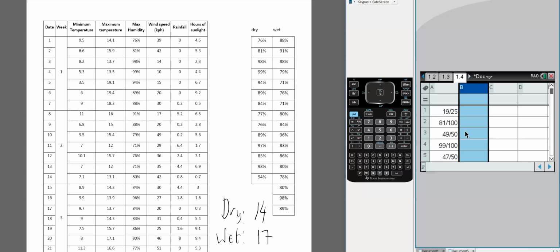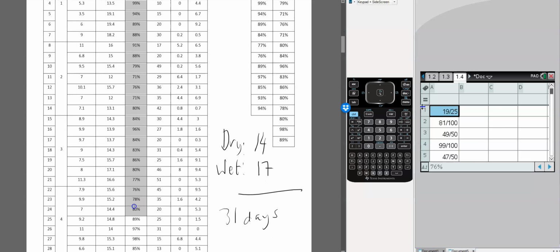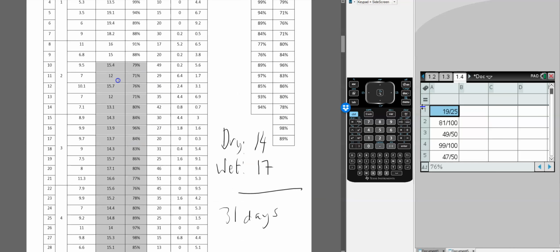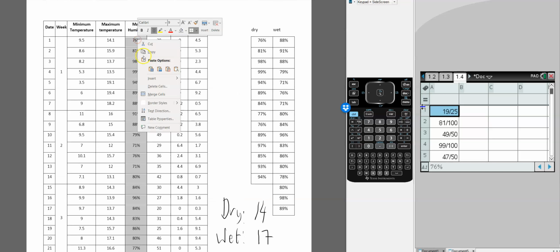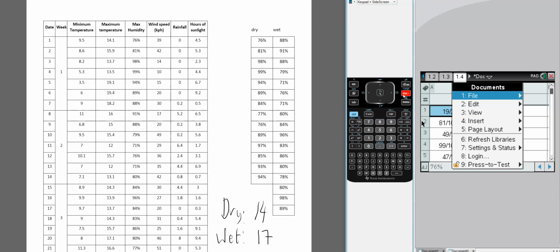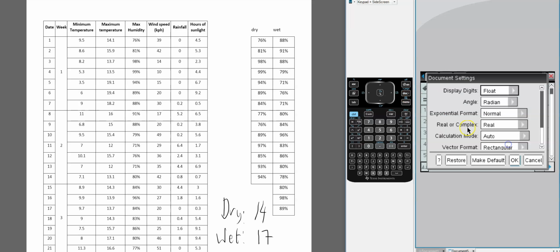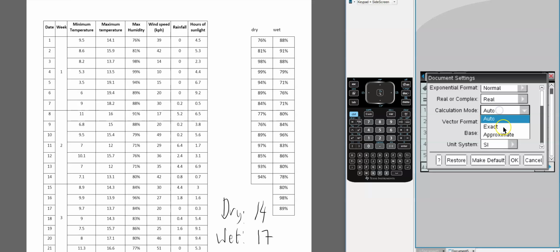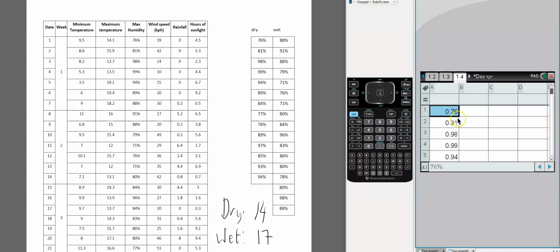Okay, I guess this is good to talk about here. If you have this kind of data, it might be because you need to change your document settings. So documents, setting status, document settings, auto. For this case, let's change it to approximate. Okay, so unfortunately, when I copied and pasted it, I got the decimal value. So I'm just going to do a bit of fancy footwork here. Just give me a moment.